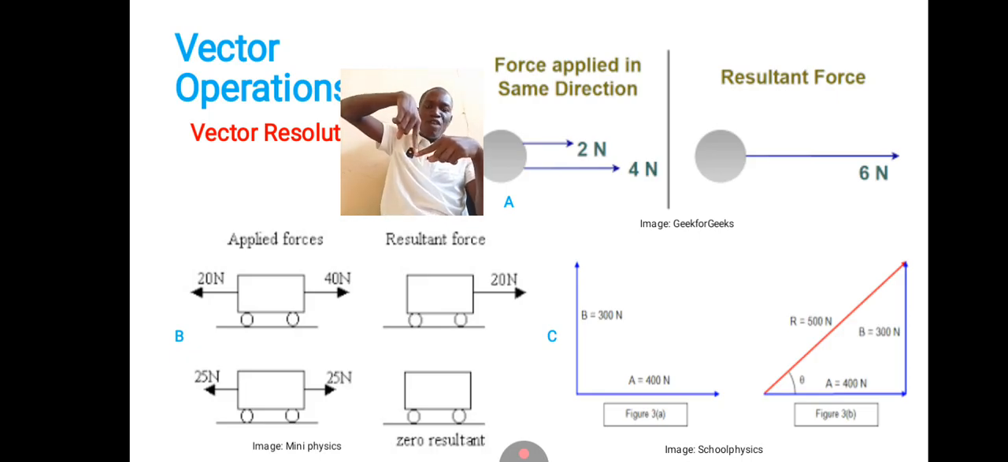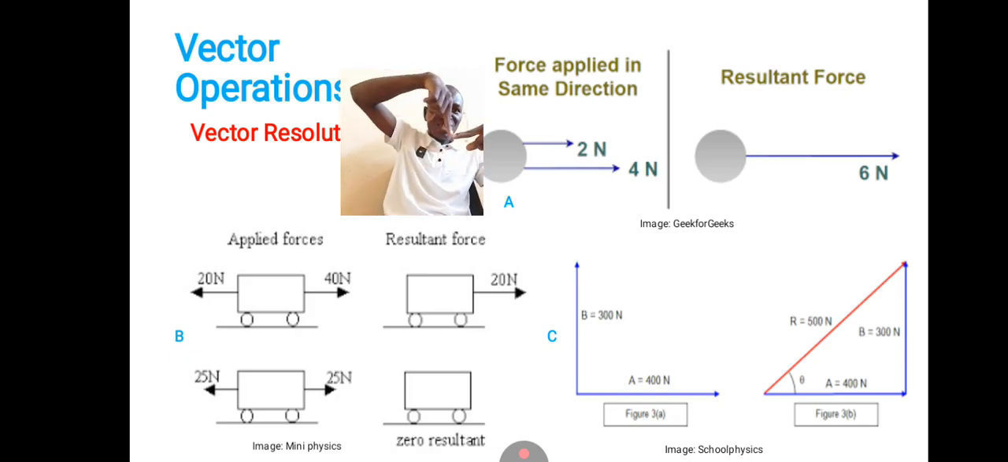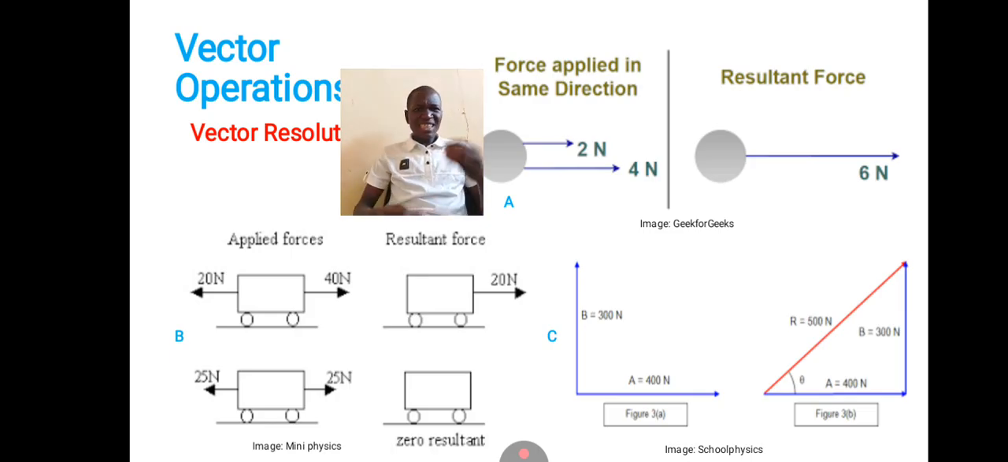Now, if one force is pulling in this direction, another force is pulling in this direction, which direction do you think the object will move? Depending on the magnitude of the force in each direction, the object will be moving at the center, because there is force this way, there is force this way. I hope I'm communicating. But how do you then resolve this kind of forces?